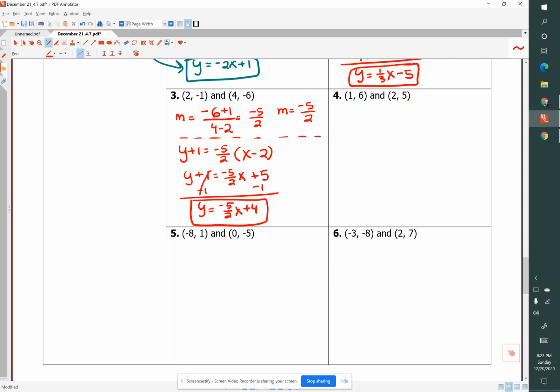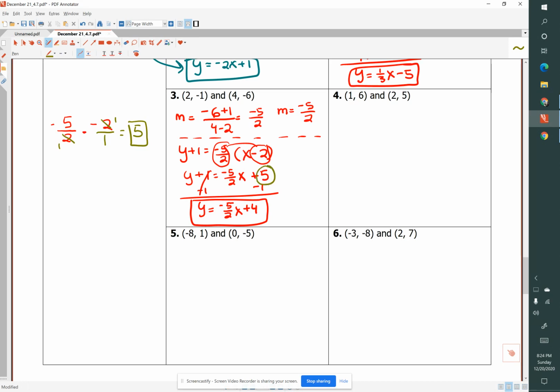And if you need to review fractions, make sure you make a sidebar. If you're multiplying negative 5 over 2 times negative 2, remember, you put a 1 under it. Okay, you cross cancel. And negative 5 times negative 1 is positive 5. That's how we got that answer. And that's what ended up over here.